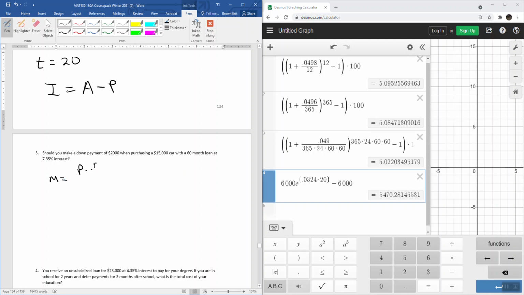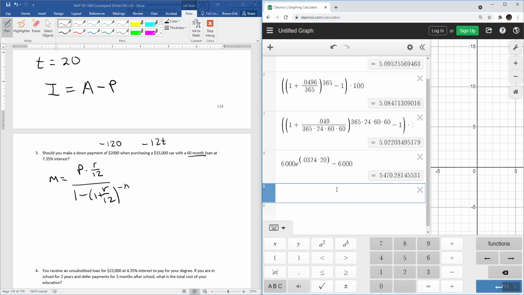That's P times r divided by 12, all that divided by 1 minus (1 plus r over 12). And for car loans, we used negative n, because our number of payments corresponded to the number of months for the length of a loan. Recall for student loans, we often used -120 because they were 10-year loans, and for mortgages, we used -12t because mortgages are often given in a yearly format.